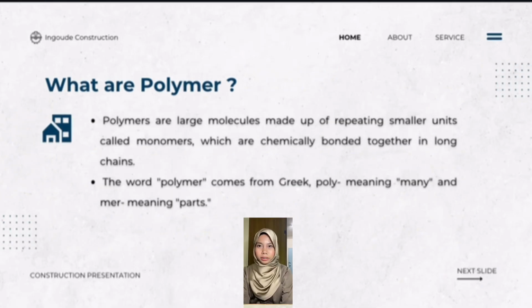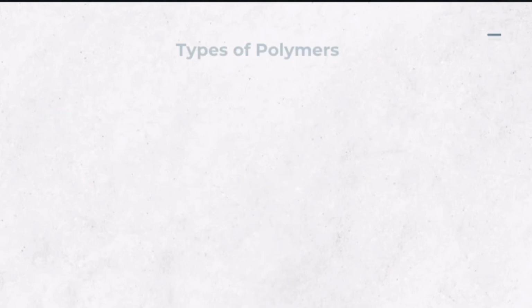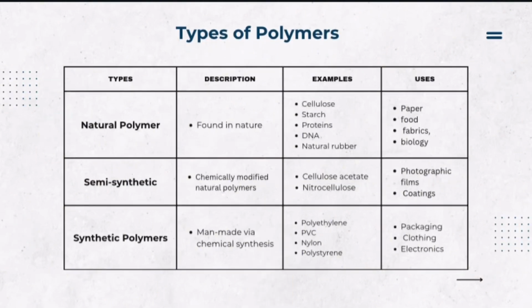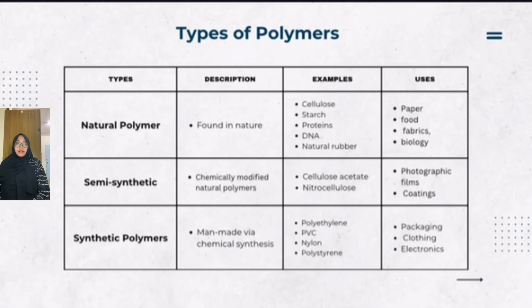What are polymers? Polymers are large molecules made up of repeating smaller units called monomers. These units are chemically bonded in long chains. The term polymer originates from Greek, where poly means many and mer means part. There are three main types of polymers: natural, semi-synthetic, and synthetic polymers.